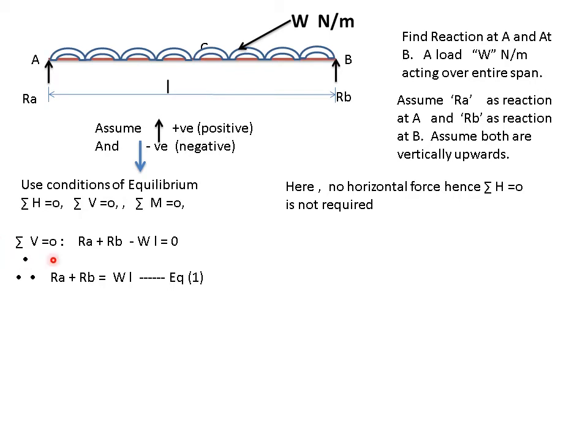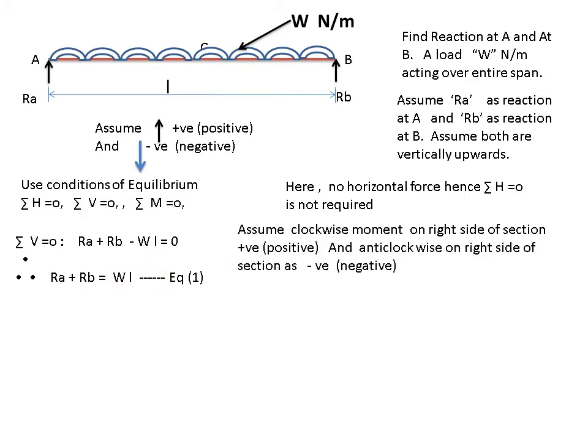So the summation of all vertical forces must be 0. So I get RA plus RB minus, and what is minus? W is the intensity applied over span L, so the total load will be W into L. And this must be equal to 0 as per this condition. Therefore RA plus RB is equal to WL. Now you just have to take the moment.